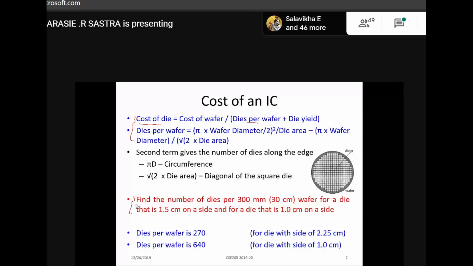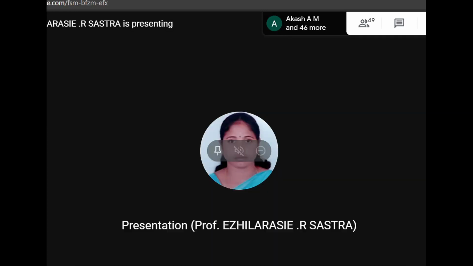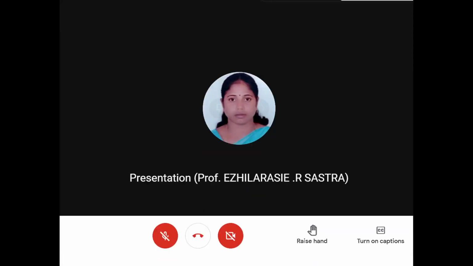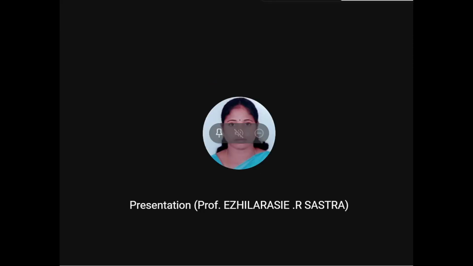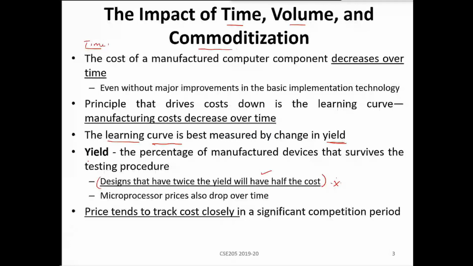And similarly for die yield also, you take this formula. I think one more topic is missed out. One is the time, volume, and I told you this commoditization.